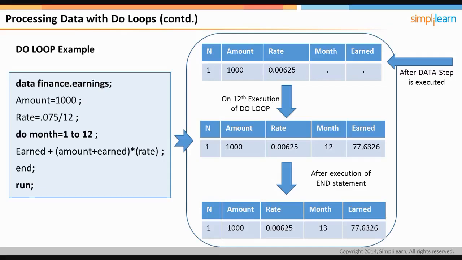However, there might be a situation when the user wants to store earning for each month individually in the resulting dataset. In such a case, explicit output statements are used with the do loop. We will discuss this in the next screen.